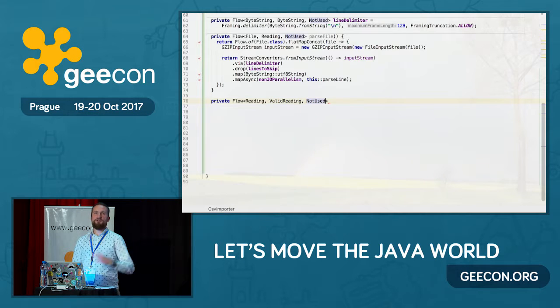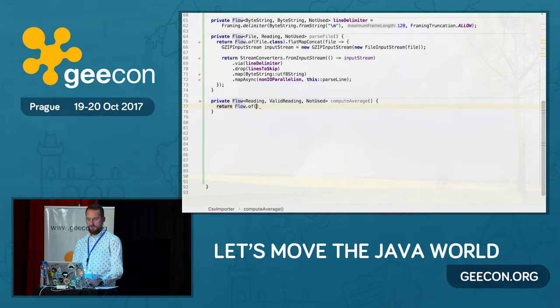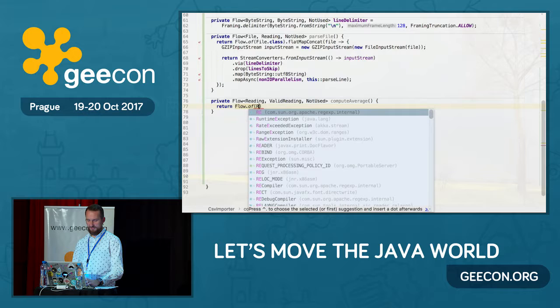And once again, we're not going to use the materialized value so far. So we're just focusing so far on the internal communication between the graph elements. The method is going to be called computeAverage. And once again, we're using the Flow class and the static of method to create a flow of readings.